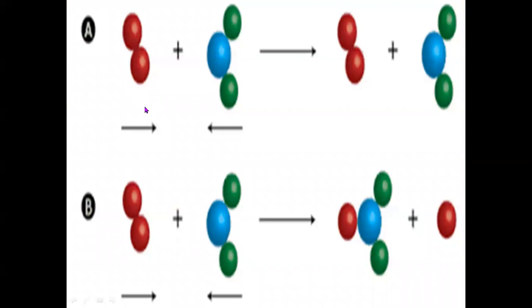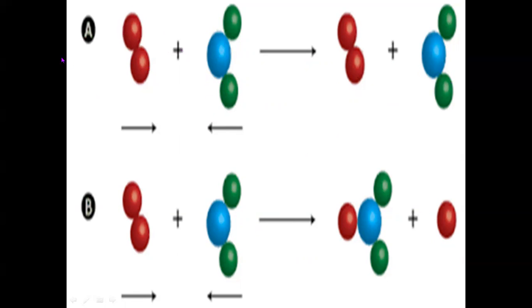This picture shows how the reactants may collide. These are the atoms or molecules of reactant A, and these are the atoms and molecules of B. When they collide with each other, sometimes a product may form and sometimes may not.